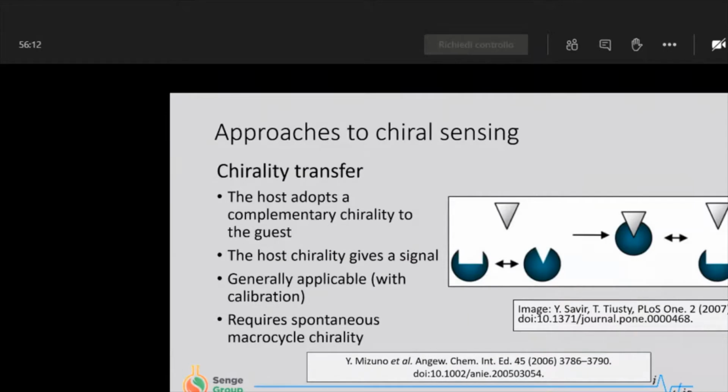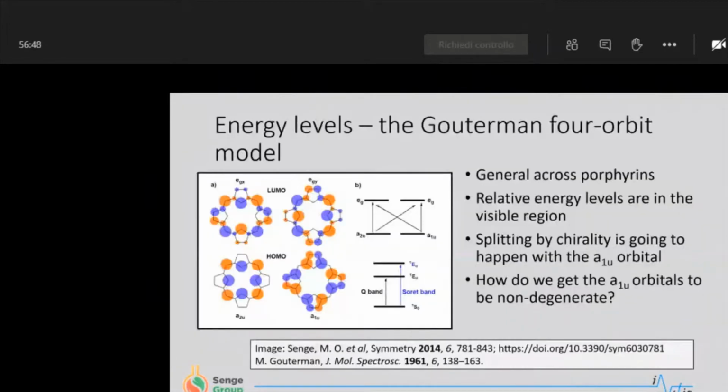The main issue with using this approach with porphyrins is that it requires a specific spontaneous macrocycle chirality. You need to at least be able to have a chiral conformation of the host. Otherwise, the two signals, when you get the chiral discrimination, will be the same. And that's played out in the electronic states as well. So the A1U orbital is, I suppose, the highest occupied molecular orbital. And when you generate a chiral conformation, that A1U should become non-degenerate. And these orbitals are relatively consistent across all porphyrins.